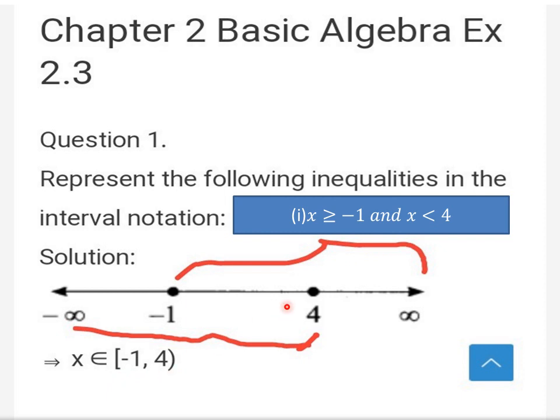Then for 4, here you see from minus 1 to infinity means 4 is included in that. But in this one x is less than 4. Less than 4 means we don't have 4 there. So we have to put open bracket for 4.